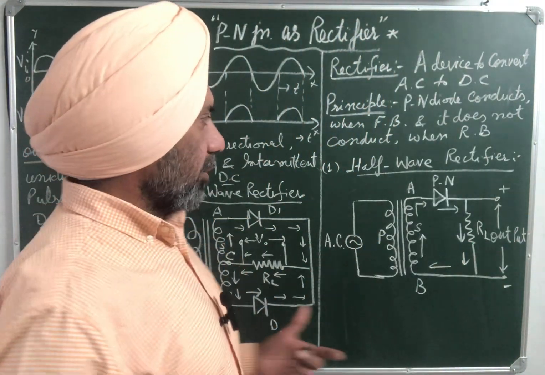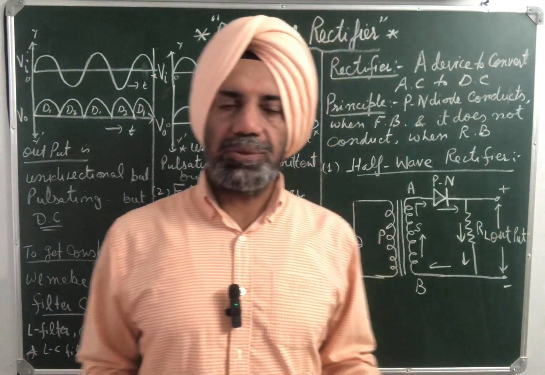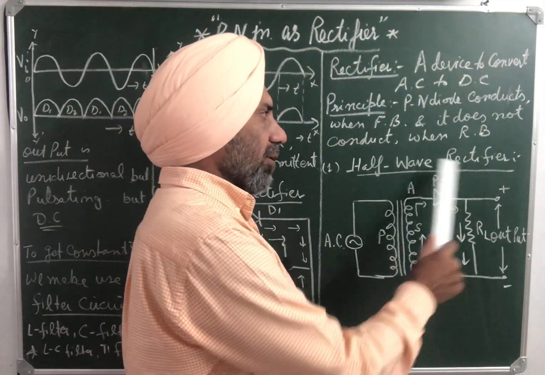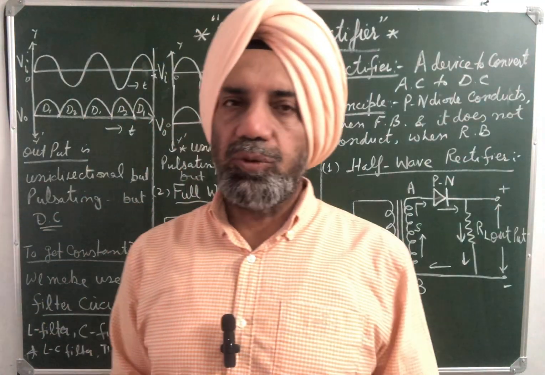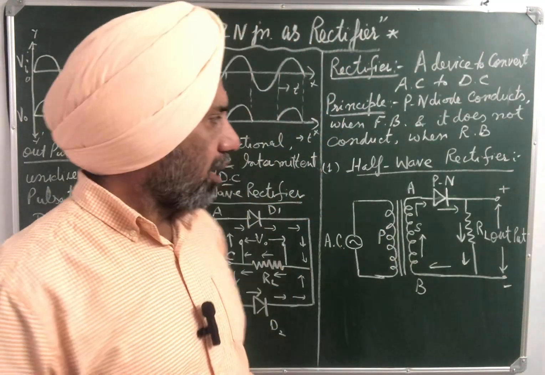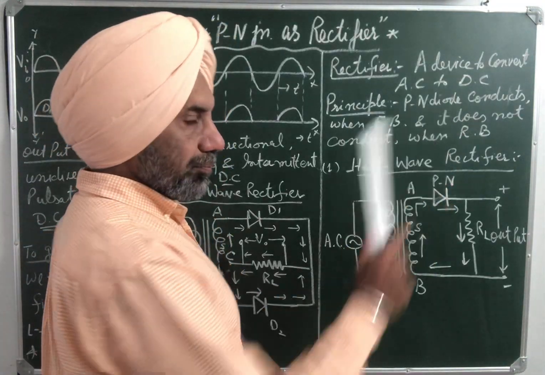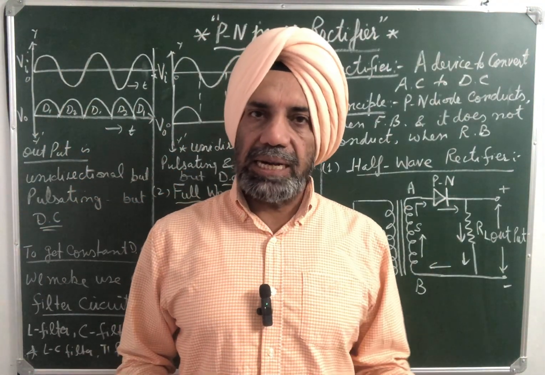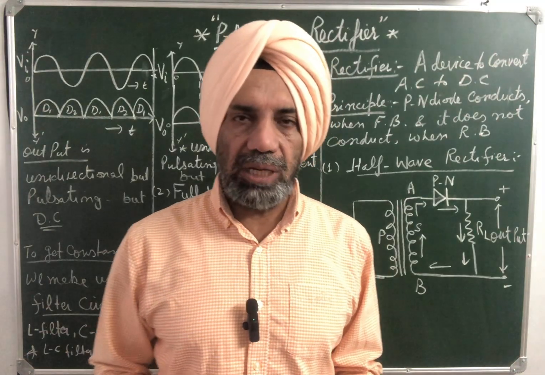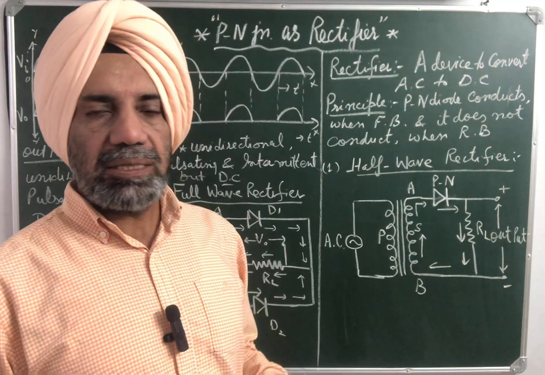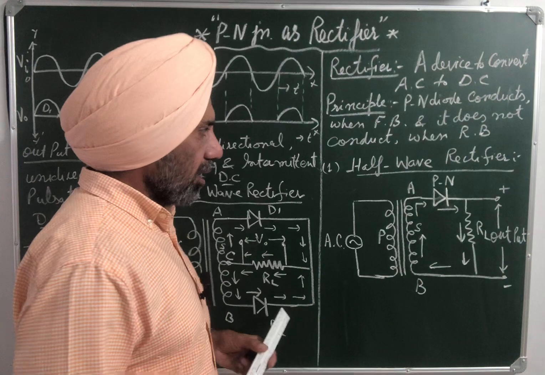Rectifiers are basically of two types. One is the half wave rectifier, another is the full wave rectifier. So first of all, what is a half wave rectifier? The principle is the same. A PN junction diode conducts only when it is forward biased, and it doesn't conduct when it is reverse biased.